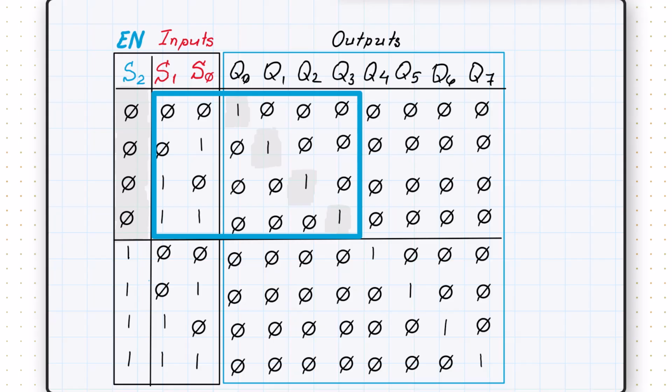Taking the 2 parts one step at a time, we're going to concentrate first on the upper part, where we have S0 and S1 being input signals, and Q0, Q1, Q2, and Q3 being the output signals for the first 2 to 4 decoder, which will be enabled when the enabling signal S2 takes the value of 0.